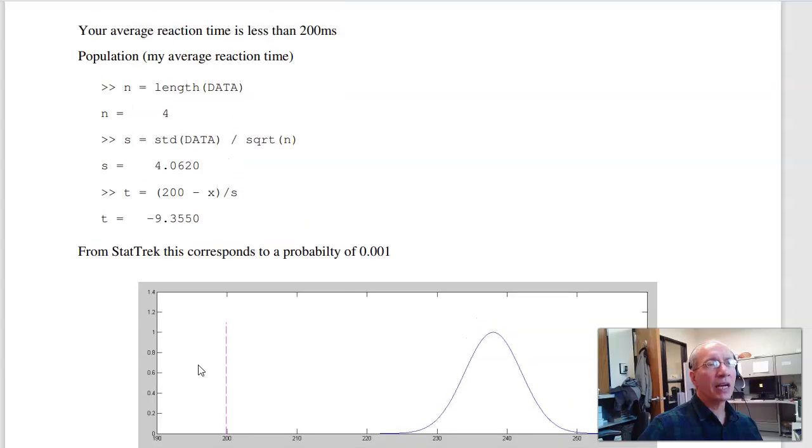If I wanted to know about my population, I do have an average reaction time. For the population, or my actual overall average, I do divide by square root of n. The bigger my sample size, the more I know about my actual average reaction time. So here I take sample size into account, and 200 milliseconds is 9 standard deviations away, basically saying not happening.